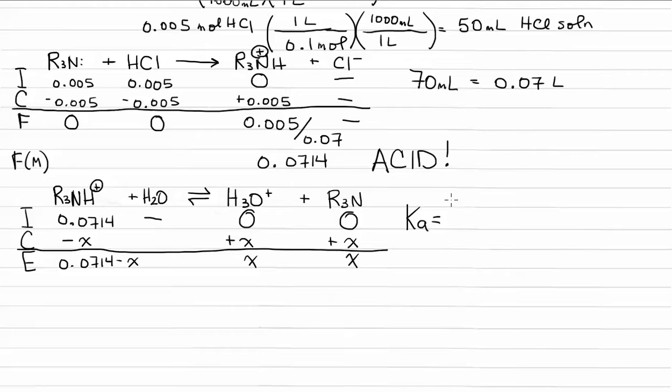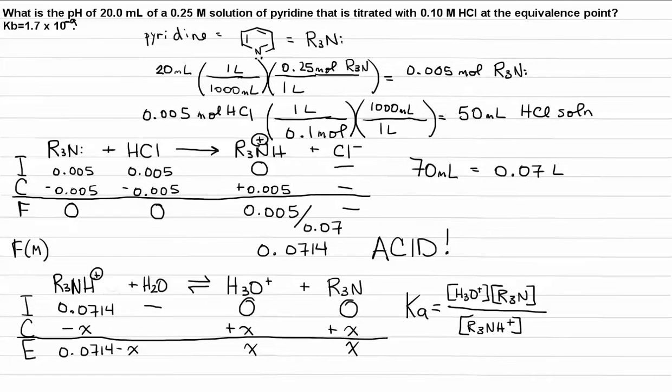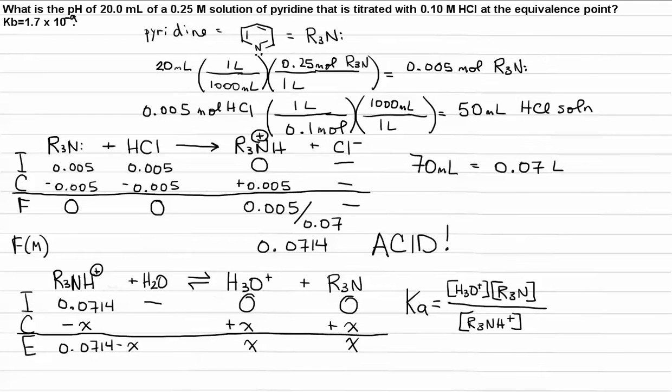So the Ka expression in terms of concentrations is going to be the concentration of hydronium to the first power, because its coefficient is 1, times the concentration of pyridine, R3N, also to the first power, because its coefficient is 1, divided by the concentration of R3NH+, also to the power of 1, because its coefficient is 1. Water is already included in the acid dissociation constant. All right, we're very close to plugging things in. We need a value for Ka. We don't quite have it, but we can calculate it.